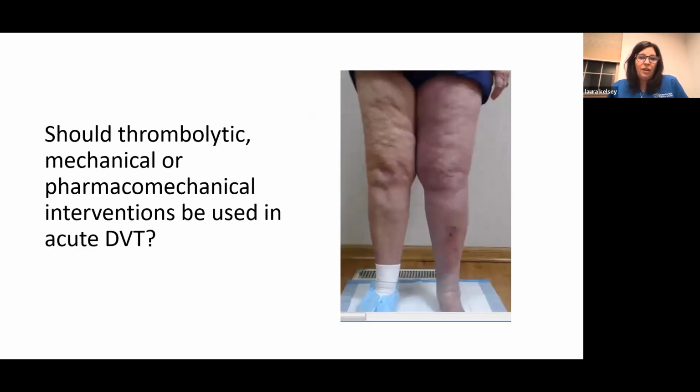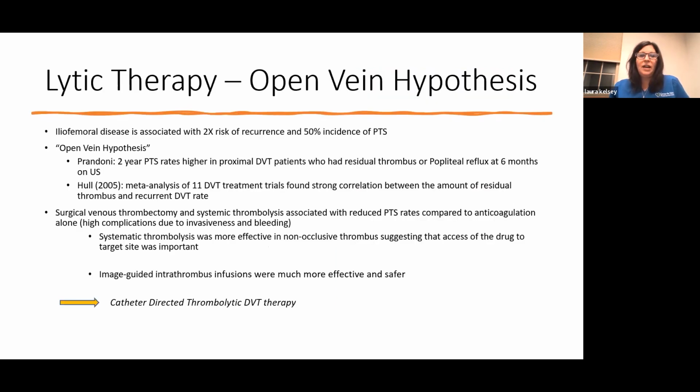And then what about lytic therapy? I'm not going to go too deep into this, but should this be used or not? The idea here was the open vein hypothesis. We knew that patients with iliofemoral disease had 2 times the risk of recurrence and 50% incidence of post-thrombotic syndrome. So Prandoni looked at patients 2 years after a proximal DVT and said, if their clot's gone, they do better. If they don't have reflux, they do better.